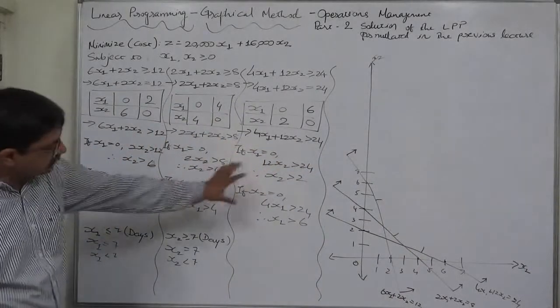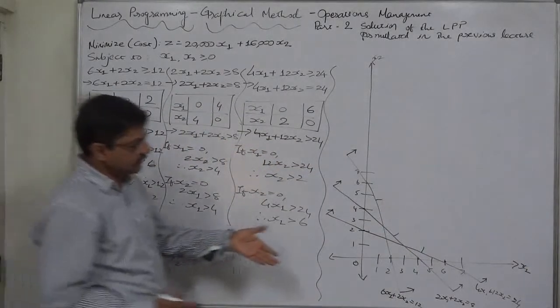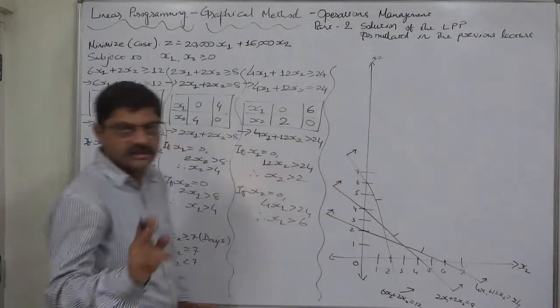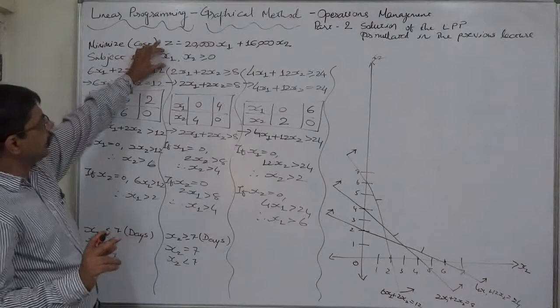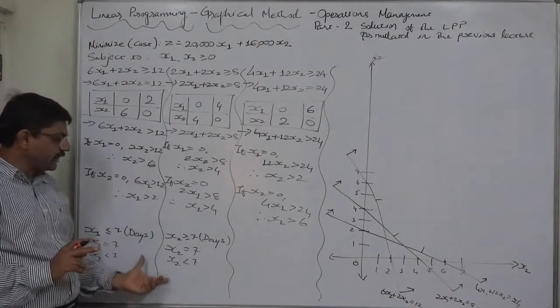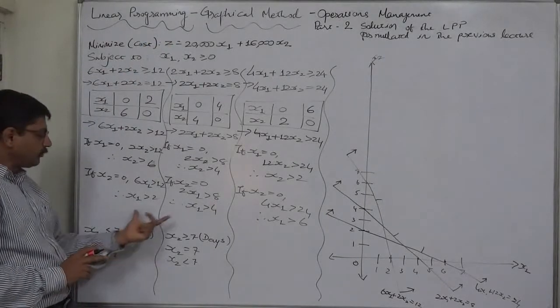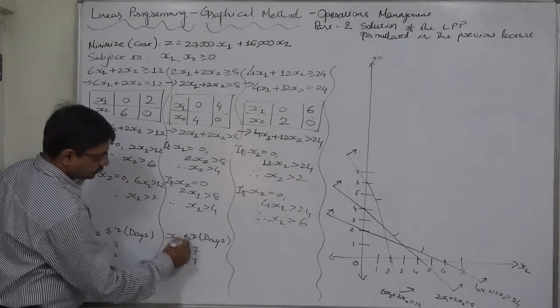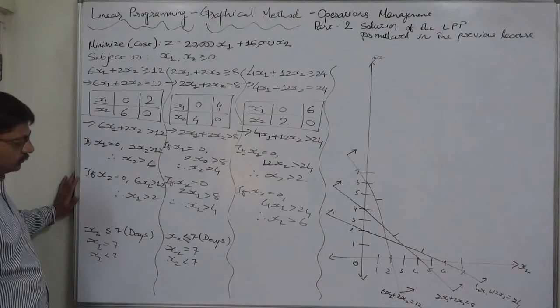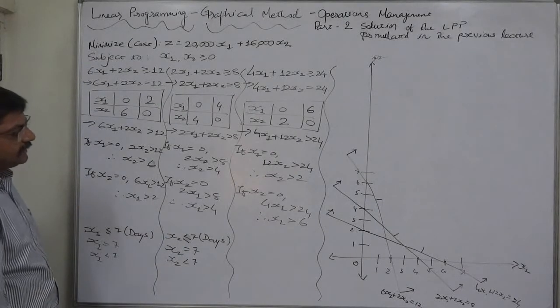For these three constraints, this is an unbounded solution, but there is a restriction. Number of days of work in a week, that means they cannot exceed 7. So we have two constraints with less than or equal to sign. Less than or equal to. I'm sorry for that wrong sign.